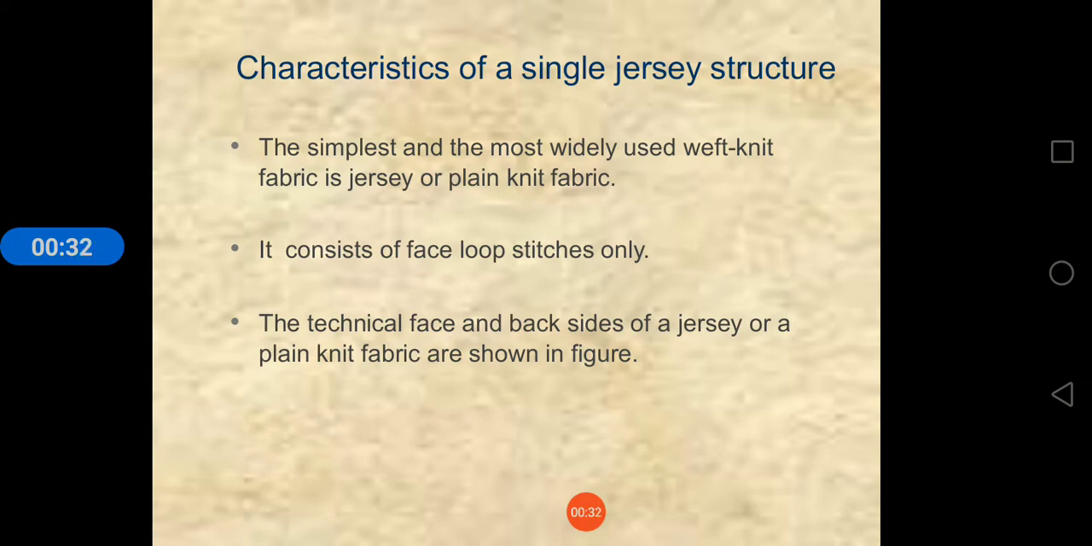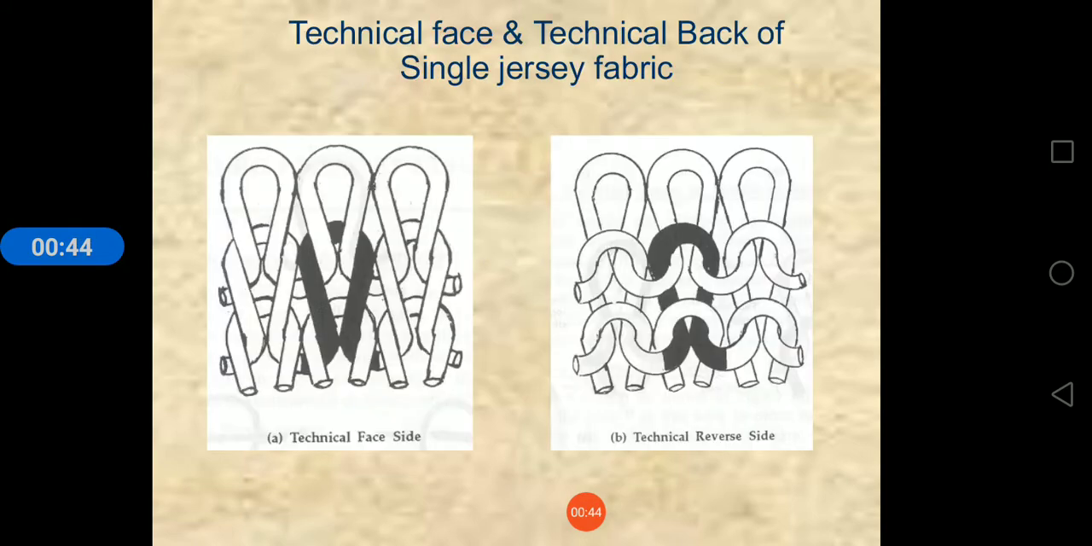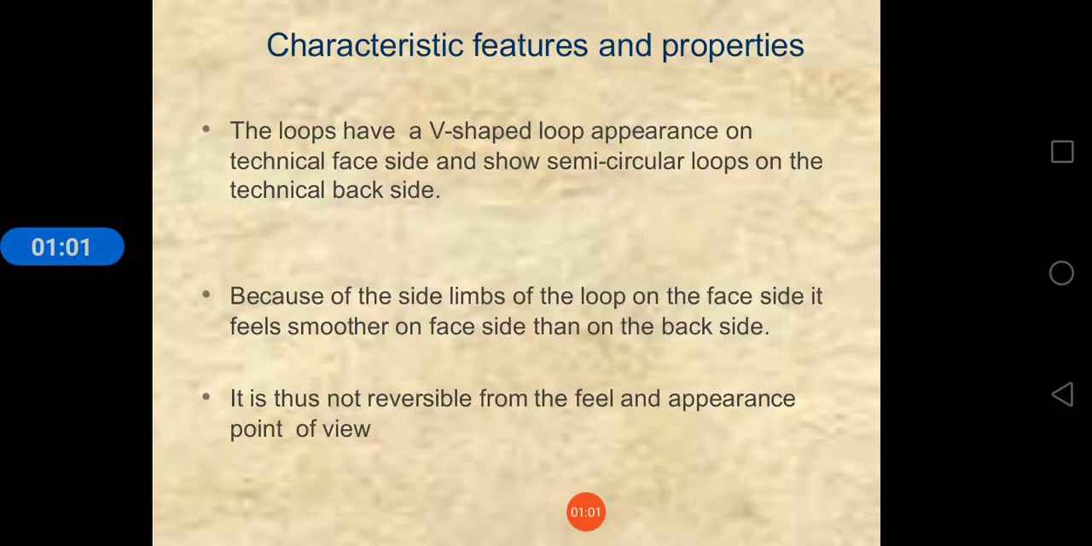Single jersey and double jersey weft knitting fabrics are plain knit fabrics. It consists of face loop stitches only. The technical face and back sides of jersey or plain knit fabrics are shown in the figure. This is the single jersey. First we have to see the face and back. The face loops are showing in front of us from downwards to upwards, and the second one is the reverse side, the back side only.